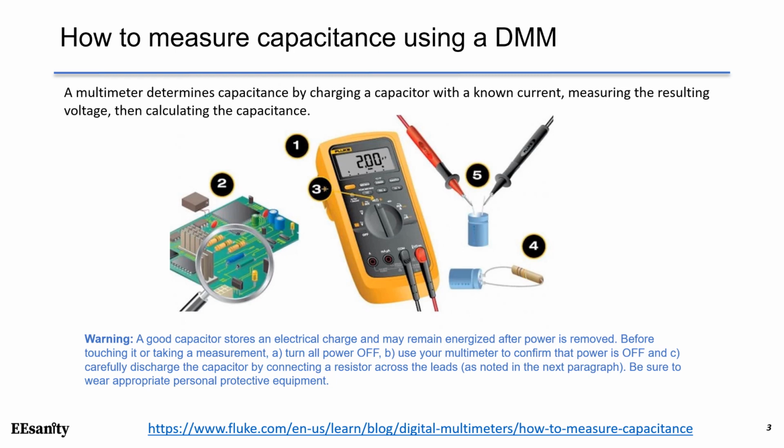The second step is to make sure the capacitor is in good shape. For example, you can inspect the capacitor visually and make sure there is no cracking, leaking, or any signs of deterioration. In the third step, we can turn the dial to the capacitance measurement mode.